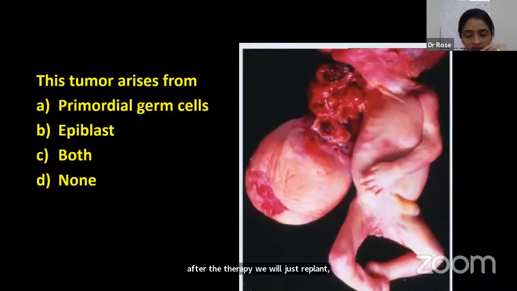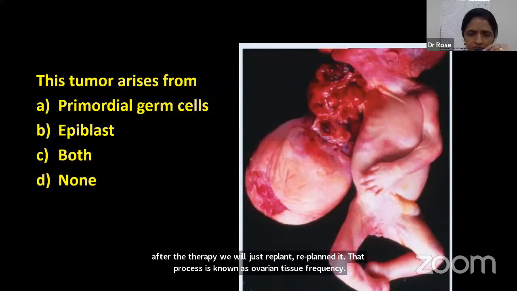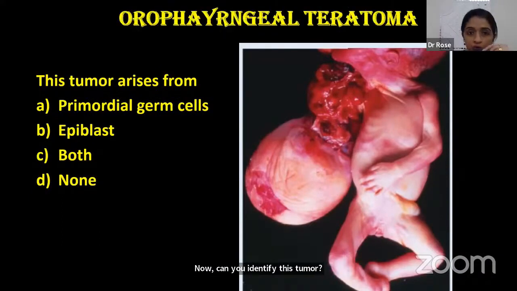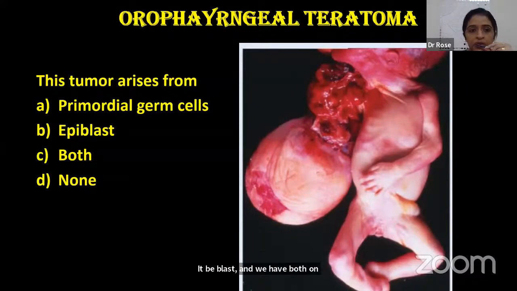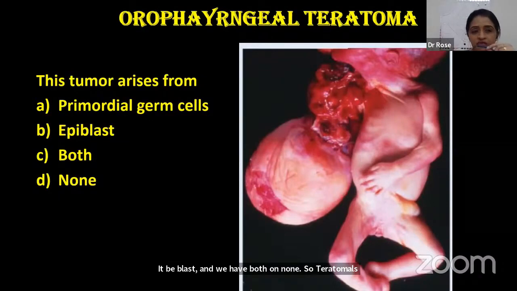Now, can you identify this tumor? So this tumor is oropharyngeal teratoma. So the tumor arises from, we have two options, primordial germ cells, epiblast, and we have both or none. So teratomas actually should be arising from the cells which are capable of giving rise to all the three germ layer derivatives. That is the word meaning of teratoma.